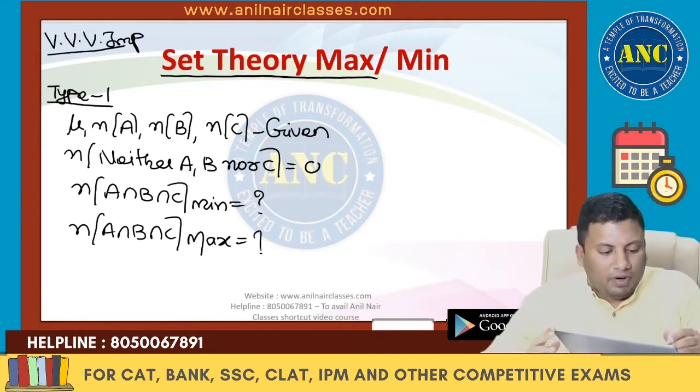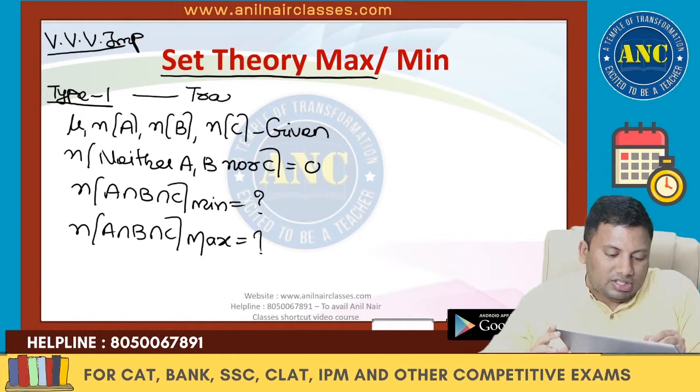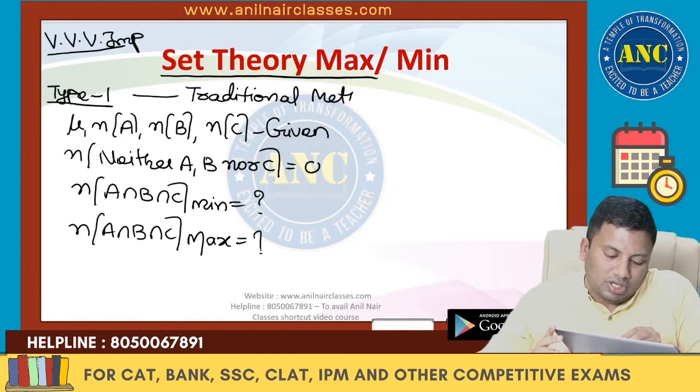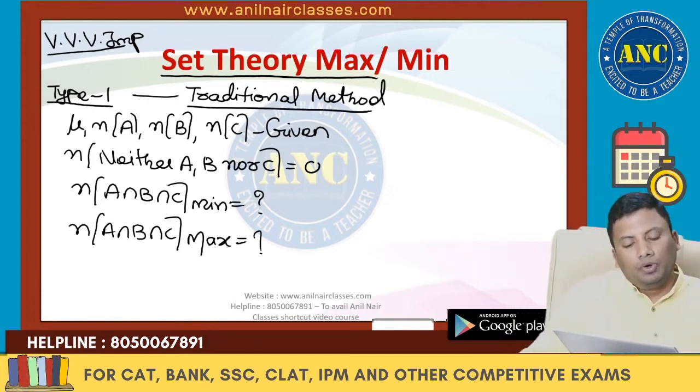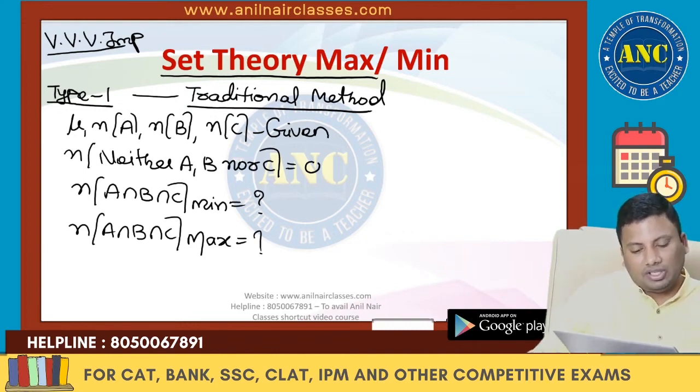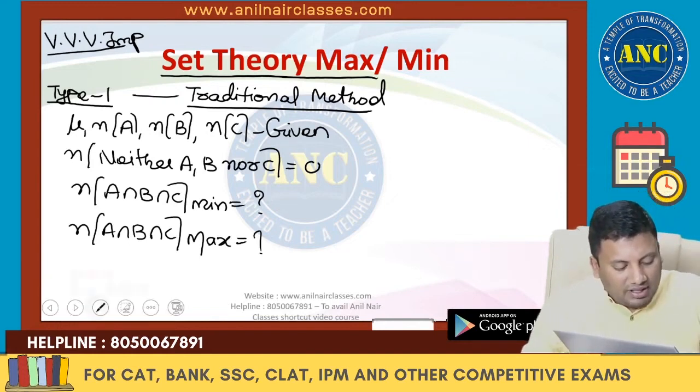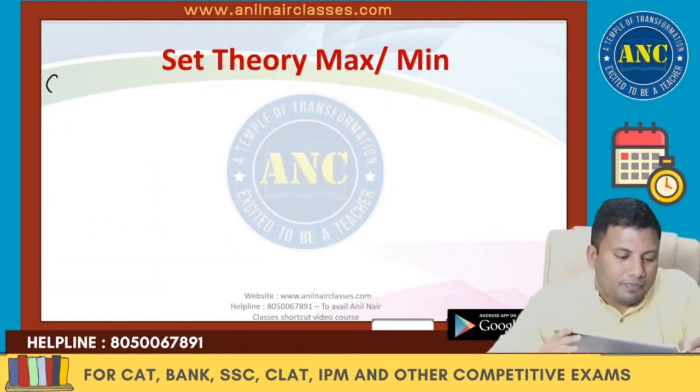Type 1. First I will discuss the traditional method, then I will tell you the Anil Nair classes approach, or Anil Nair's method. Traditional method: mu, n of A, n of B, n of C is given. Neither A, B nor C is 0. A intersection B intersection C minimum we have to determine. A intersection B intersection C maximum we have to determine. First we will discuss the concept for type 1.